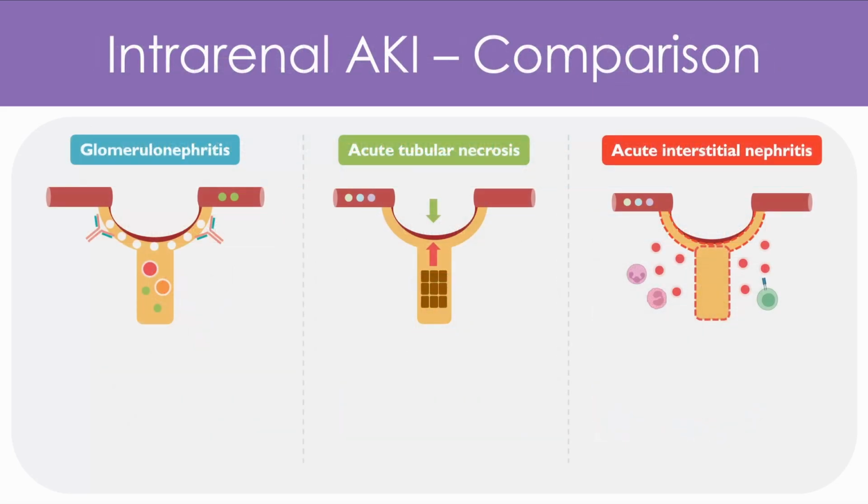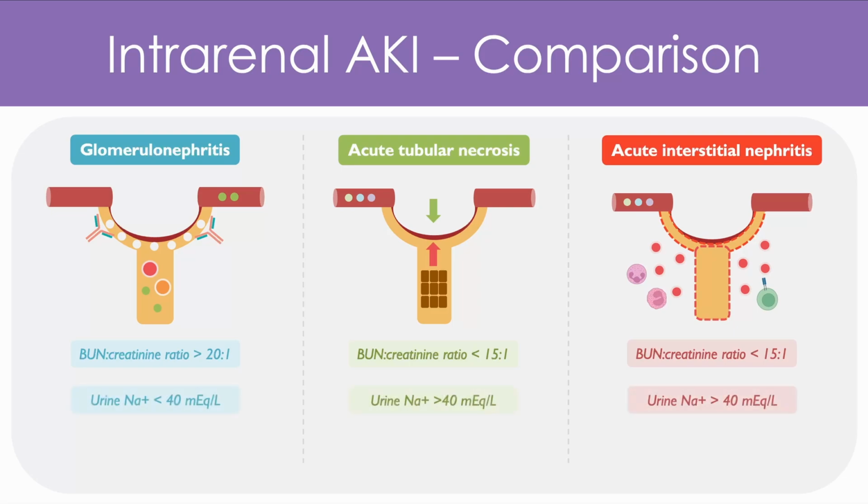In clinical practice, it can be quite difficult to differentiate between different forms of intrarenal AKI, but in exam questions there might be some leading features which can help you get the mark. For example, acute glomerulonephritis is often associated with a higher BUN to creatinine ratio compared to the other two conditions, as well as a lower urine sodium level.